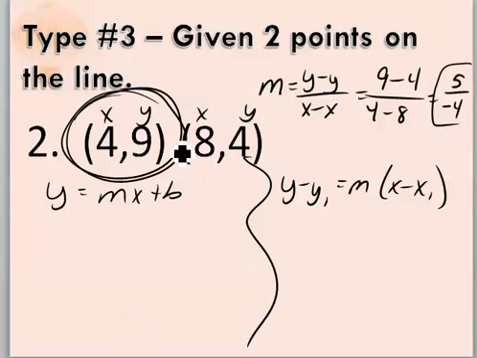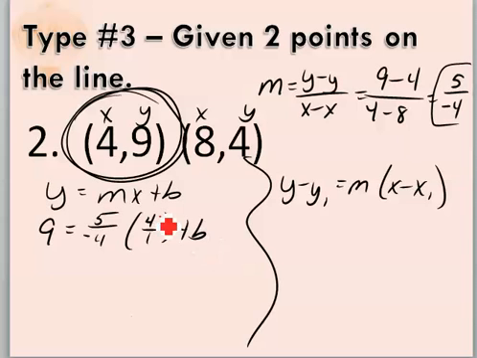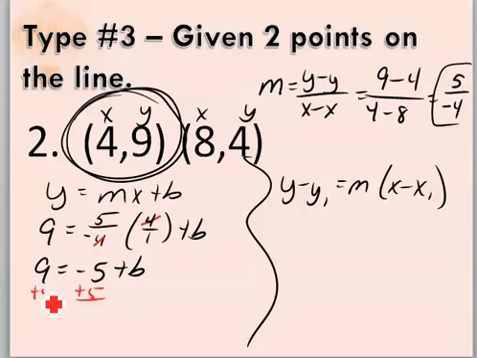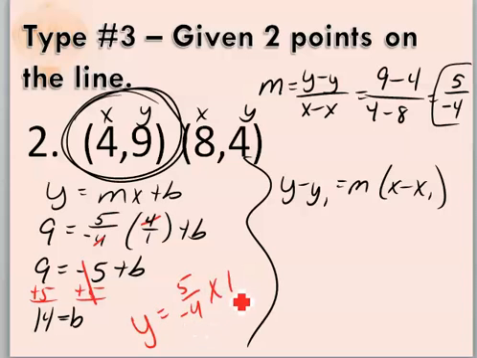Using the point we picked and the slope we found, the y value from the point is 9. Our slope is negative 5/4. The x value is 4 over 1 plus b. And even though my 4's cancel, I still need to keep this negative sign. So we have 9 equals negative 5 plus b. To get b by itself, we add 5 to both sides. And b is 14. So my final answer is y equals negative 5/4 x plus 14.